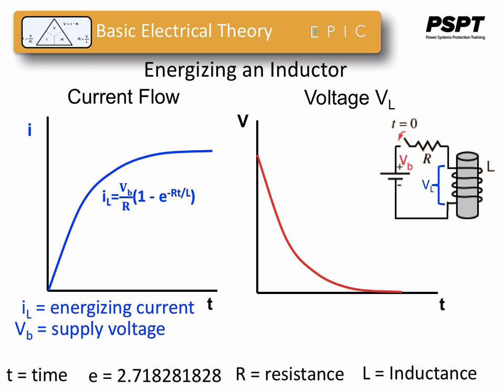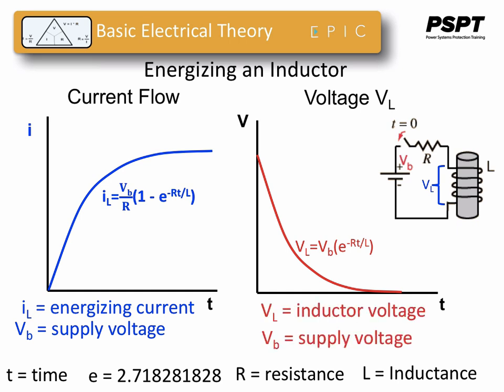The inductor voltage will equal the supply voltage at the start and then fall off to 0. And it's given by this equation. And you can see that at t equals 0, the term e to the minus RT all over L will be 1, so VL is equal to VB. And after a long period of time, the term e to the minus RT all over L becomes 0, so the voltage will drop off to 0.